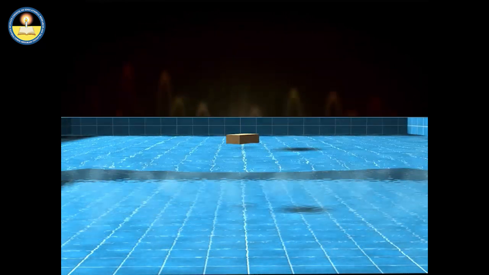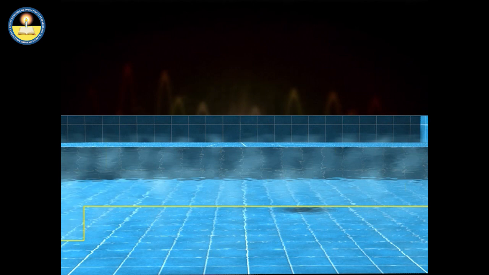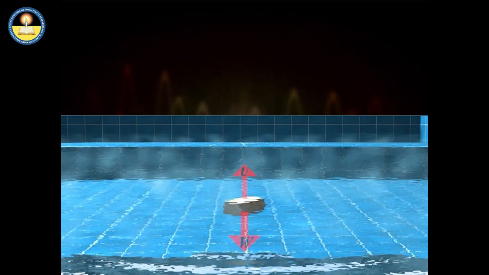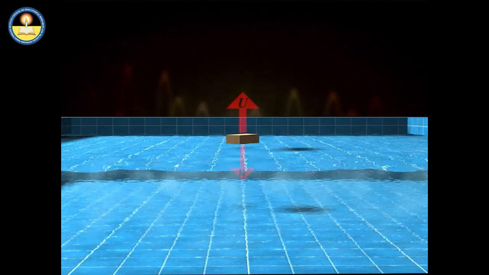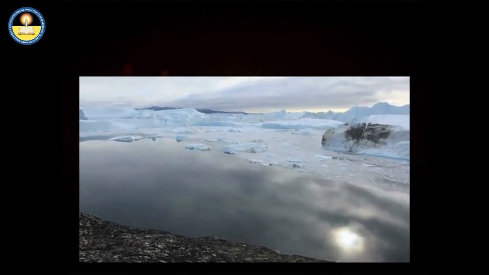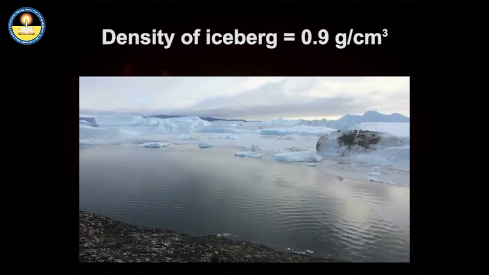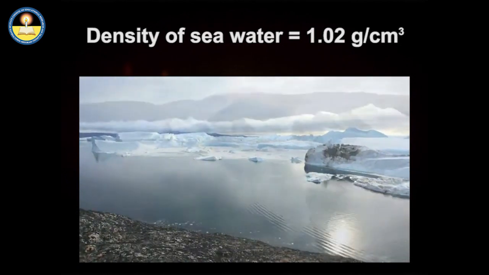If we drop a wooden block in water, it floats, as the density of the wood is less than the density of water, or in other words, the weight of the wooden block is less than the buoyant force and the resultant force is an upward force. In other words, if the density of the immersed, homogeneous and solid object is more than that of the fluid, the object will sink, as the weight of the body is more than the upthrust. While the body will float if the density is less than the fluid, as the weight of the body is less than the upthrust. That is why an iceberg floats in the seawater, as the density of the iceberg is 0.9 gram per centimeter cube and the density of seawater is 1.02 gram per centimeter cube.